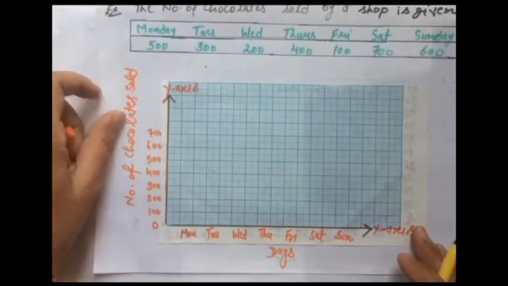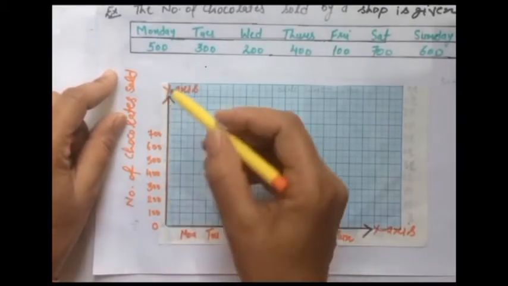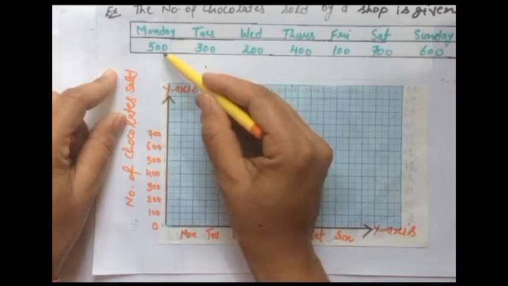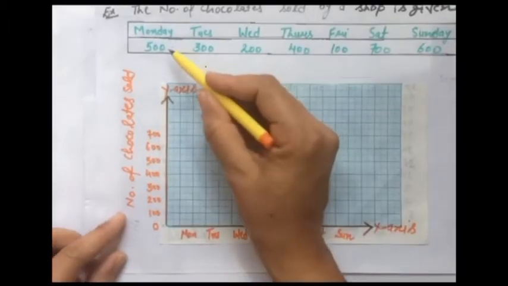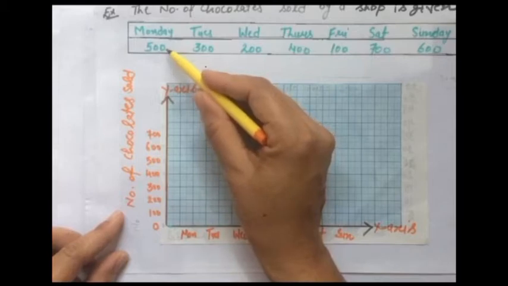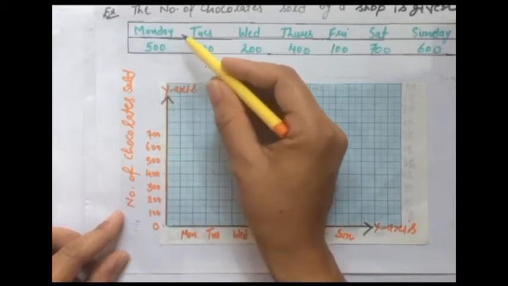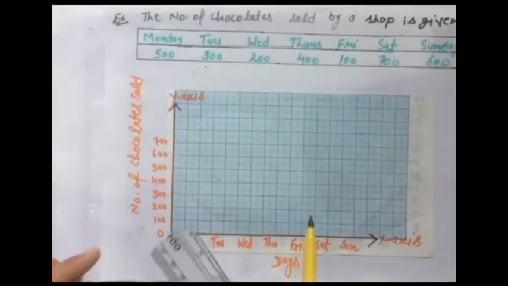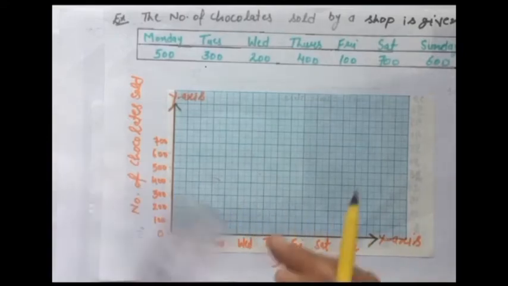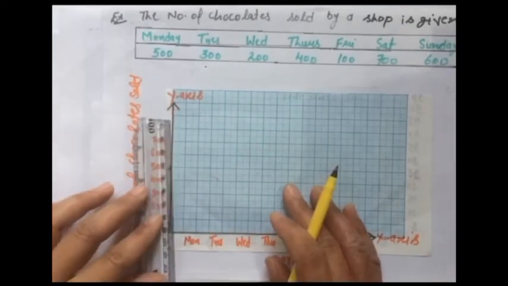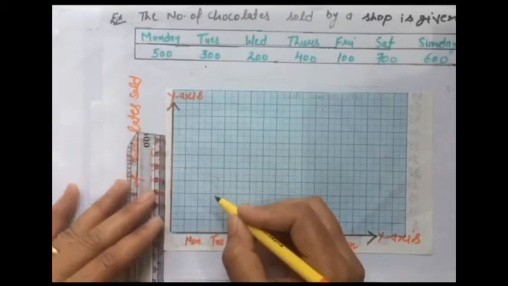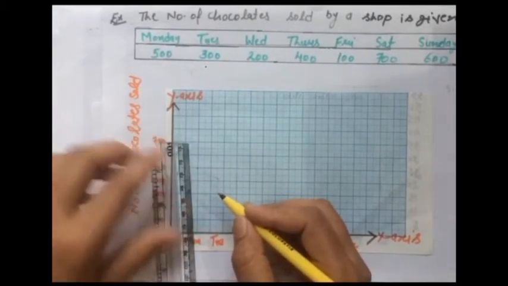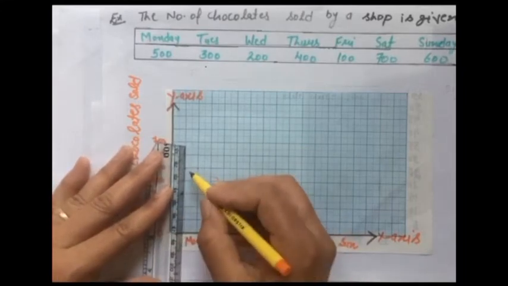Then here is Monday. On Monday 500 chocolates are sold. So we will represent the height of rectangle by this frequency, that is 500. So draw a bar of height 500. 500 is here. So put here points and now draw this 500.